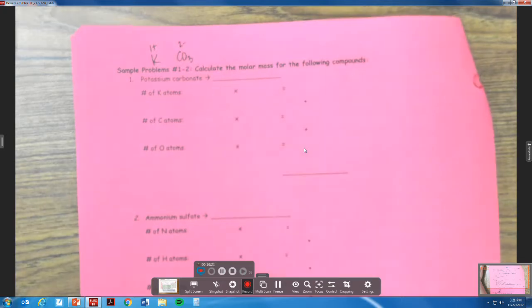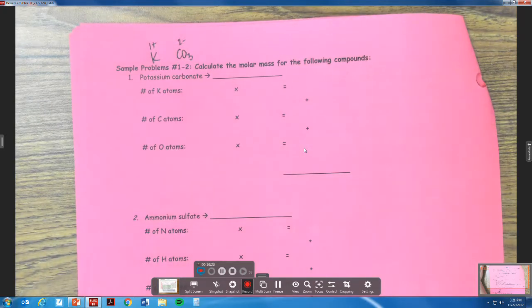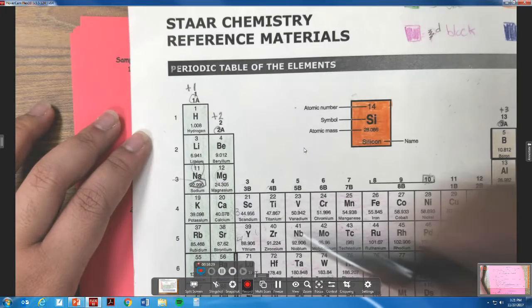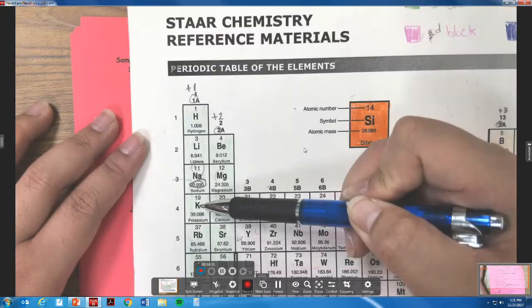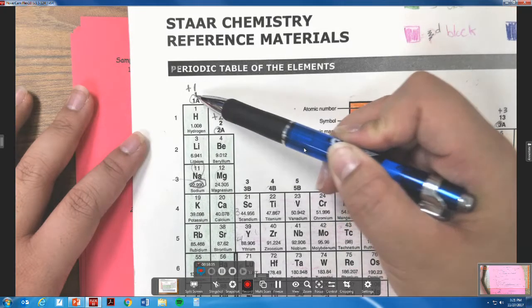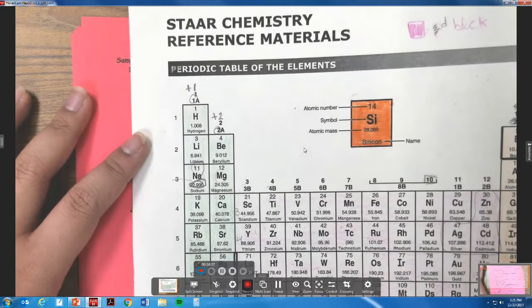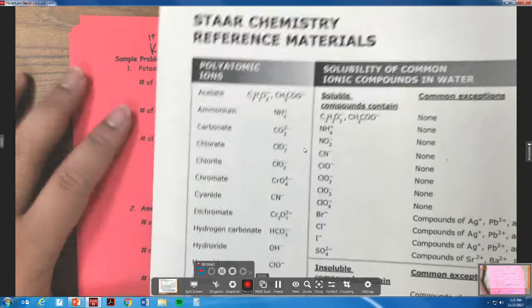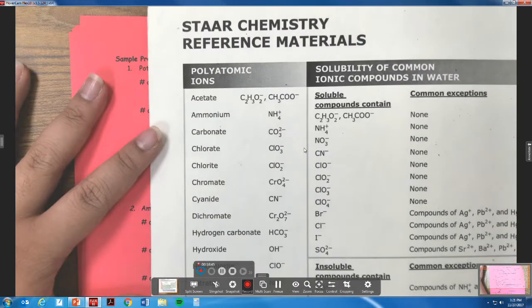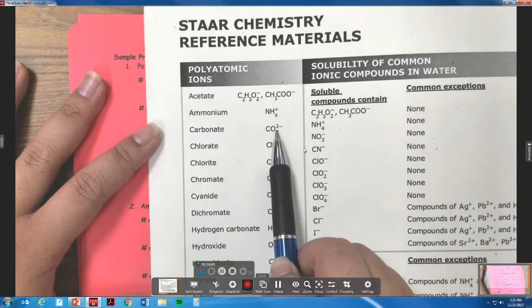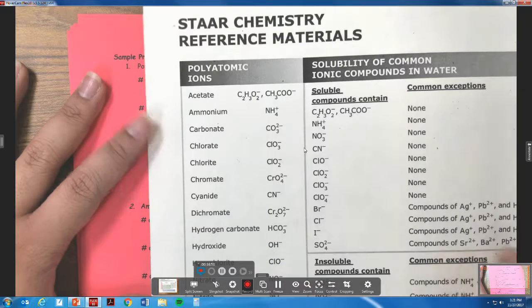If you don't know where I got that, let me grab a periodic table. So potassium is right here on our periodic table. And what's its charge? Well, look up here. We have a +1 charge. And then carbonate, that's going to be a polyatomic, so that's going to be on the back of our periodic table. So carbonate is CO3 with a charge of -2.